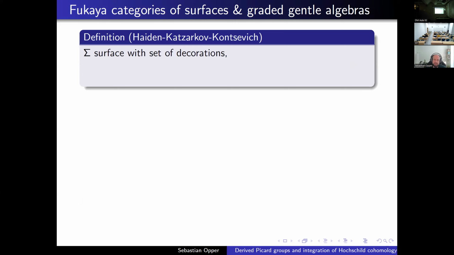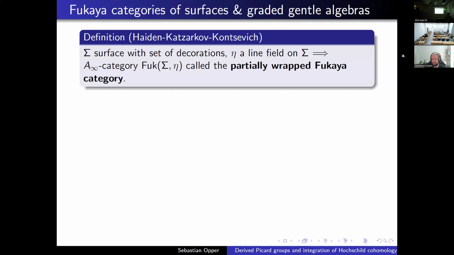So the definition goes back to Haiden, Katzarkov, and Kontsevich, who started with a surface which comes with a set of decorations, and these are sort of distinguished points on the boundary or on the interior. And then an extra thing, which is a line field, and that's sort of like a vector field, but you just forgot about the direction of your flow lines. So there's an unoriented version of a vector field if you want. And then to this datum, you can associate an infinity category, which is a Fukaya category, which is called the partially wrapped Fukaya category.